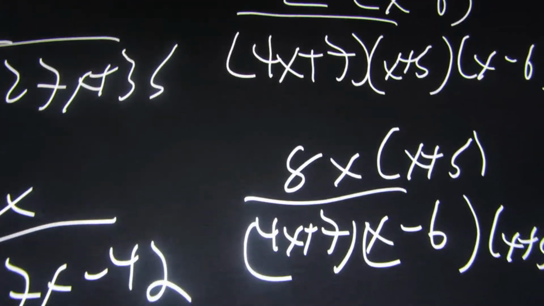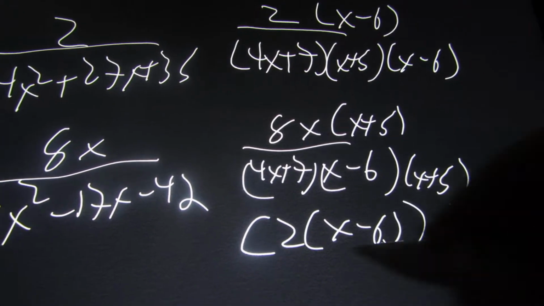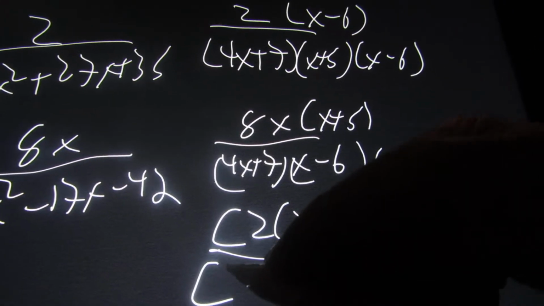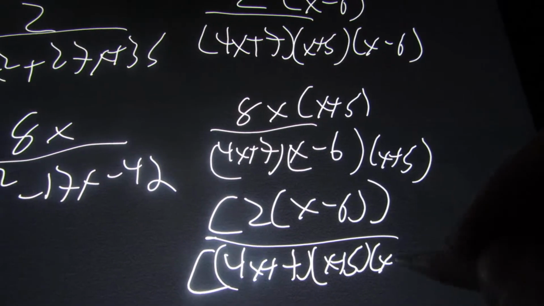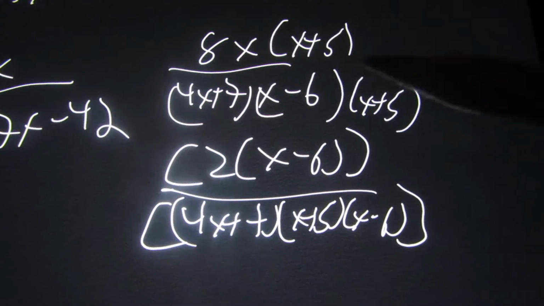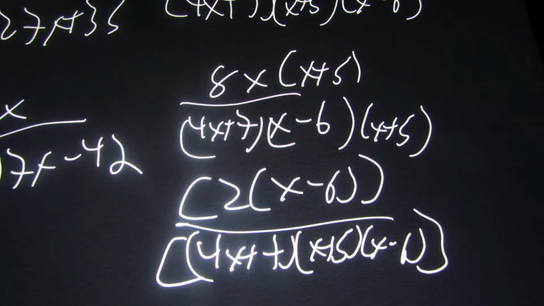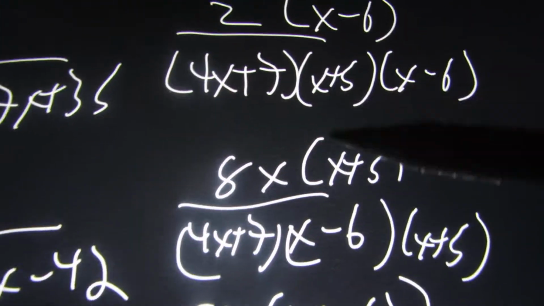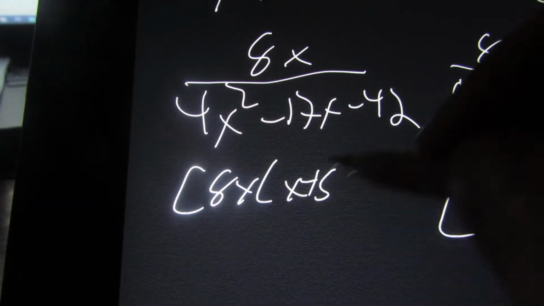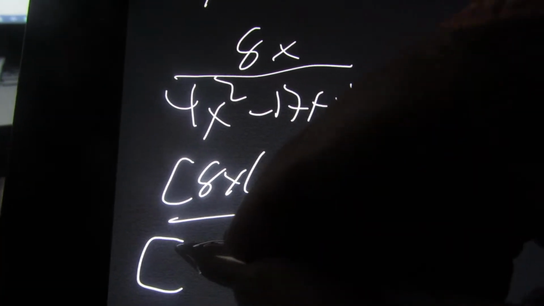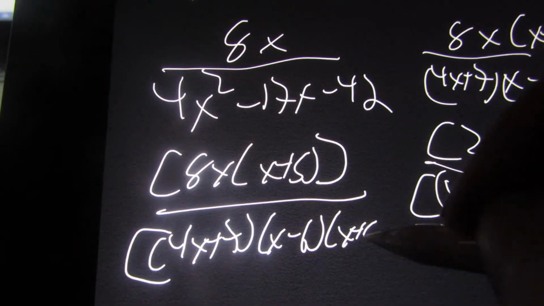Now for the answer here, we can just say in brackets 2 times x minus 6, and then in brackets 4x plus 7, x plus 5, x minus 6, and close the bracket. We can do it like this, or if you use the My Math Quill, you can do it as a fraction. For this one, we'll have to write 8x times x plus 5 over 4x plus 7, x minus 6, x plus 5.